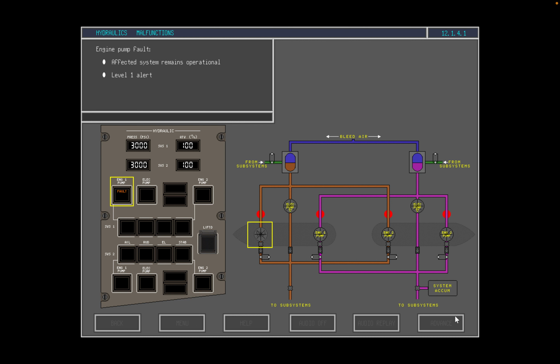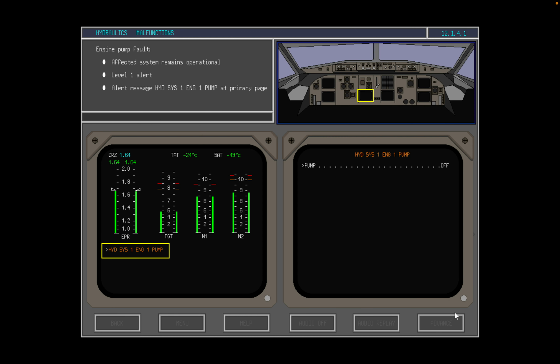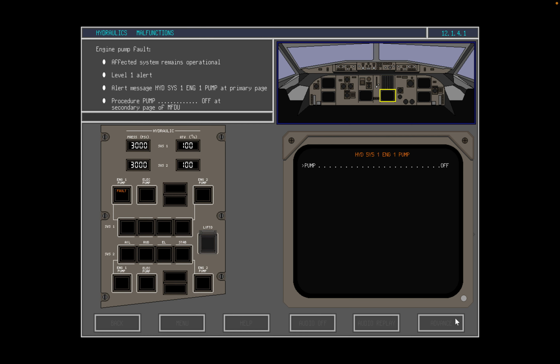An engine pump fault generates a Level 1 alert with local light and a single chime. The alert Hydraulic System 1 Engine 1 pump is enunciated at the primary page of the MFDU, and the procedure, pump off, at the secondary page of the MFDU. Please cancel the local alert before continuing.